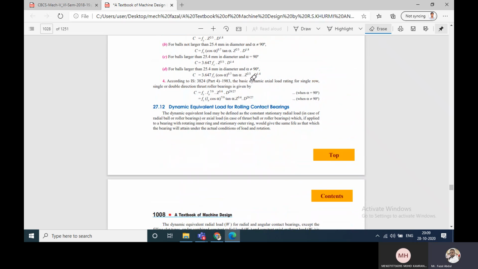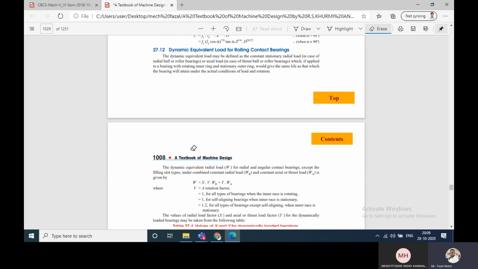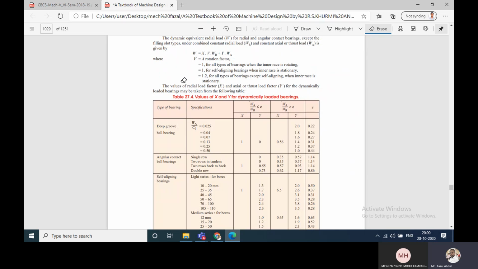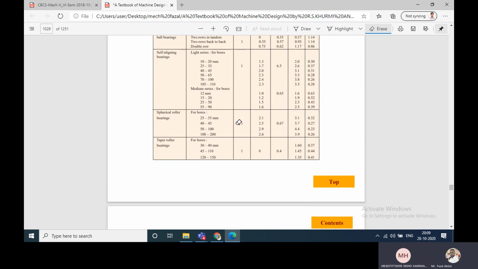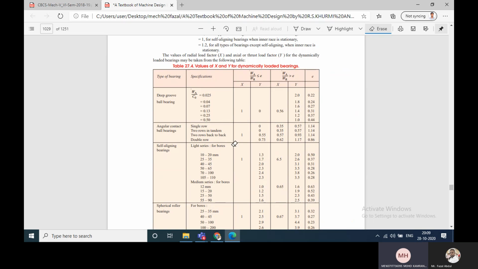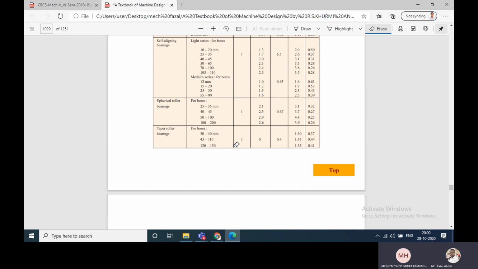When is the machine design subject exam? Tomorrow, sir. Tomorrow only. So there is not enough time for this rolling contact bearing. Just sliding contact bearing is enough, sir.